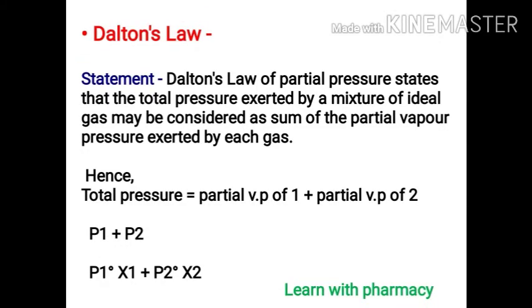So, what does Dalton's law mean? The statement of the law is, Dalton's law of partial pressure states that the total pressure exerted by a mixture of ideal gases may be considered as the sum of the partial vapor pressures exerted by each gas. Hence, total pressure is equal to partial vapor pressure of 1 plus partial vapor pressure of 2. So, it will be P1 plus P2. Hence, Dalton's law gives P1 naught x1 plus P2 naught x2.